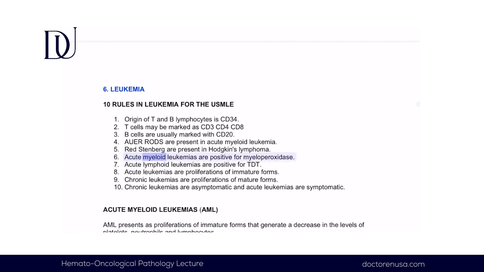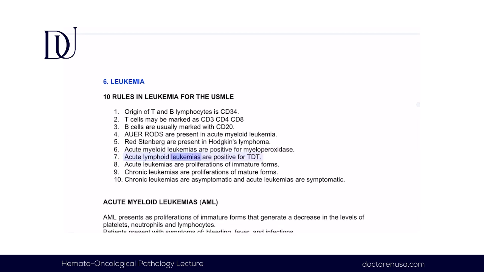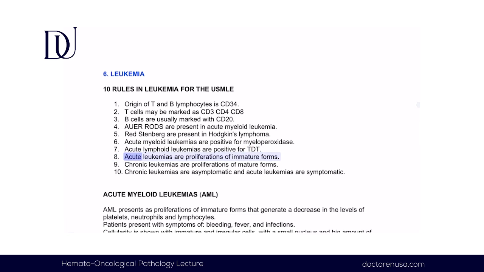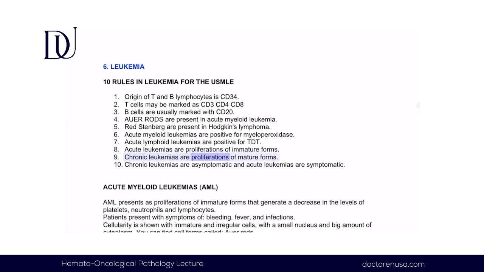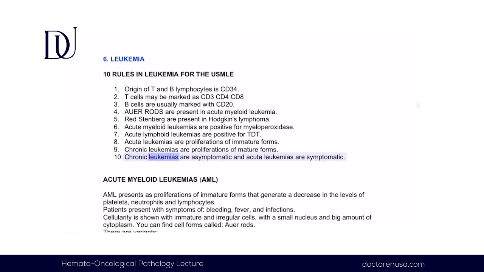6. Acute myeloid leukemias are positive for myeloperoxidase. 7. Acute lymphoid leukemias are positive for TdT. 8. Acute leukemias are proliferations of immature forms. 9. Chronic leukemias are proliferations of mature forms. 10. Chronic leukemias are asymptomatic and acute leukemias are symptomatic.